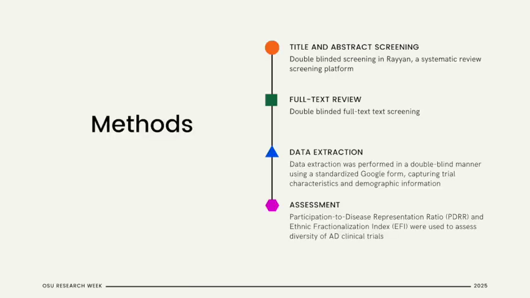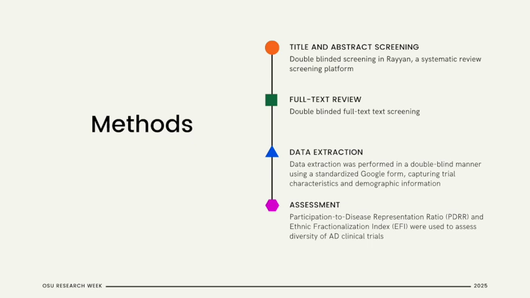As for our methodology, we followed PRISMA guidelines for systematic reviews and meta-analysis. Title and abstract screening was conducted first, followed by a full text review prior to data extraction. We utilized Rayyan, a systematic review screening platform. We then did our data extraction in a double-blind manner using a standardized Google form, capturing trial characteristics and demographic information such as sex, age, race, and ethnicity.